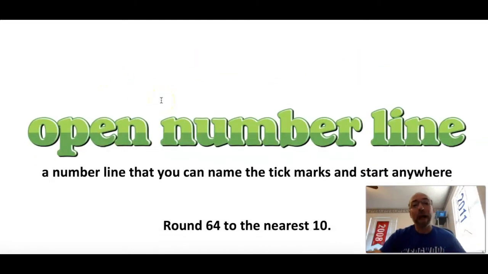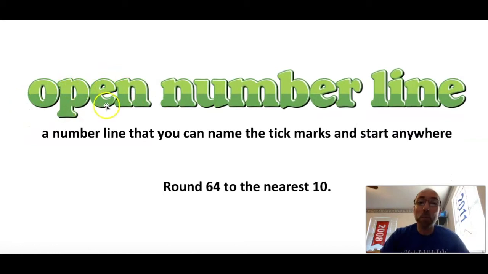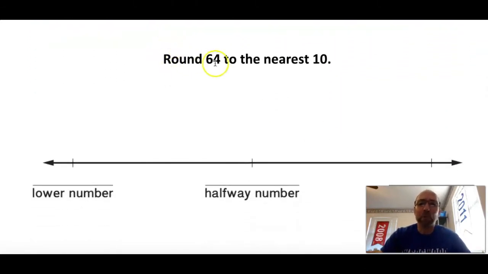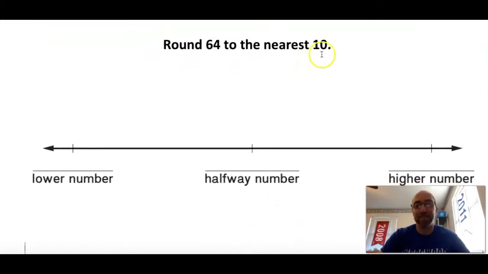Today we are going to be rounding numbers using an open number line. An open number line is a number line that you can name the tick marks and start anywhere you want. So I want to show you an example. Round 64 to the nearest 10. Well, the first thing we have to do is we have to think, which two tens does 64 fall between? 10, 20, 30, 40, 50, 60, 70, 80, 90, 100.